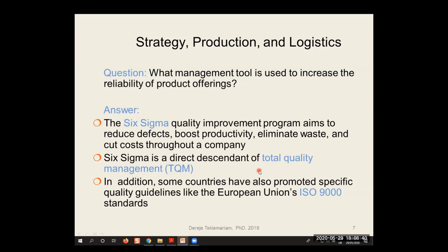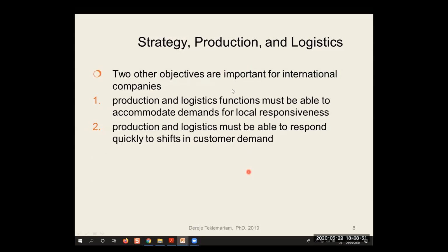So you can see that there are a number of standards across countries or regions, such as the European Union, ISO 9000, 9008, like that. So there are important objectives. Related to product offerings, there are two important objectives that you can easily read and understand.